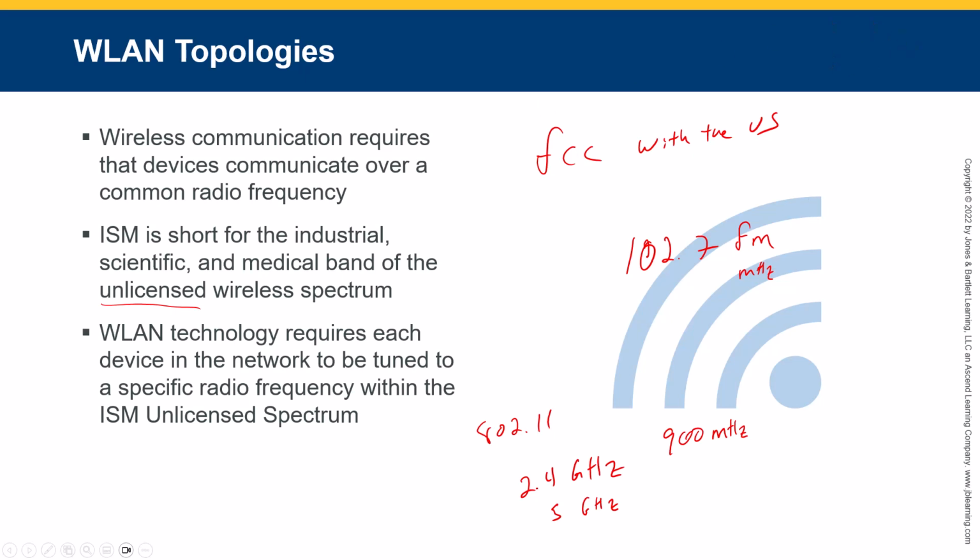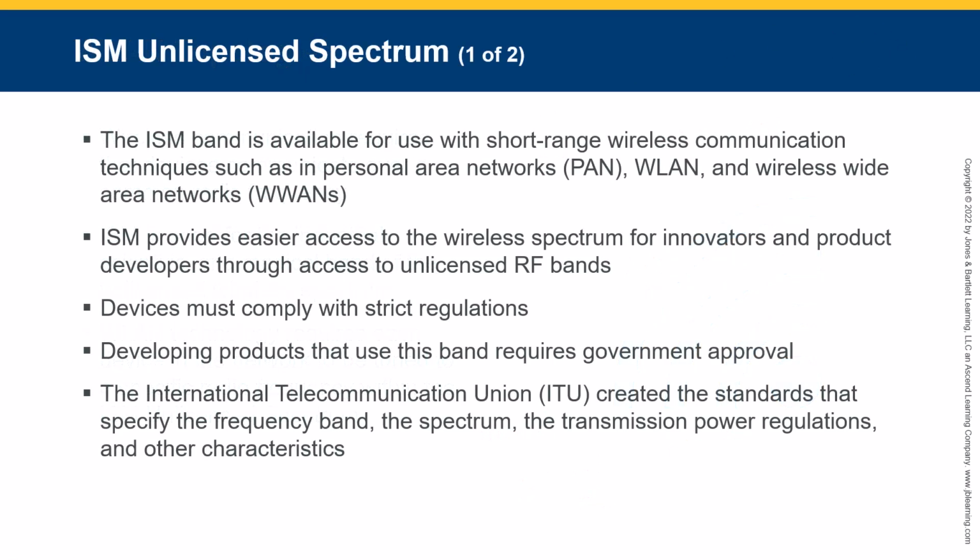Alright, so let's dig into that unlicensed spectrum a little bit more. Remember that the ISM bands are available for short range wireless communication. Your PAN, for example, Bluetooth networks, your wireless LANs, and even some wireless wide area networks. There are some bands set aside for open resources. Again, the ISM does provide access to the wireless spectrum for innovators and product developers through these unlicensed radio frequency bands. Again, they're unlicensed, meaning use at own risk.